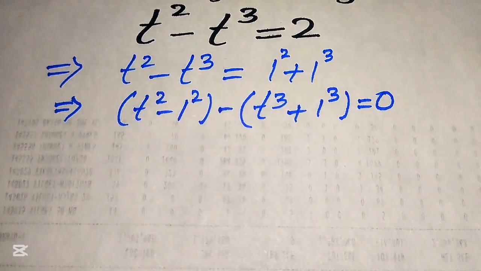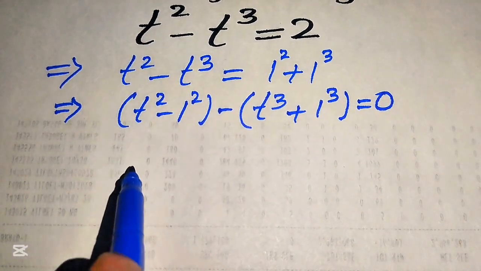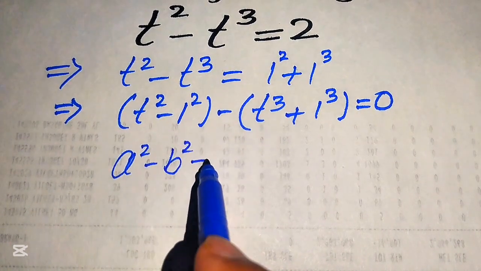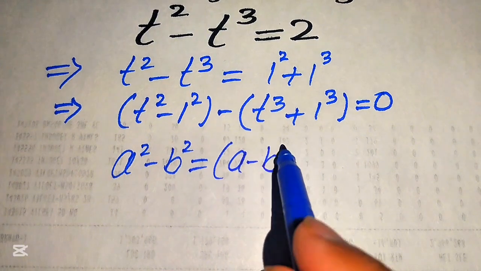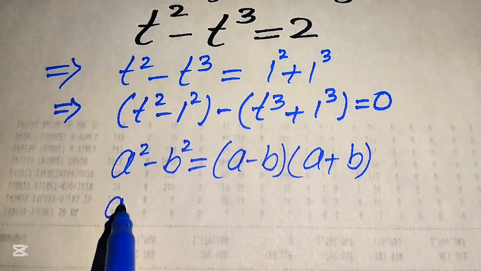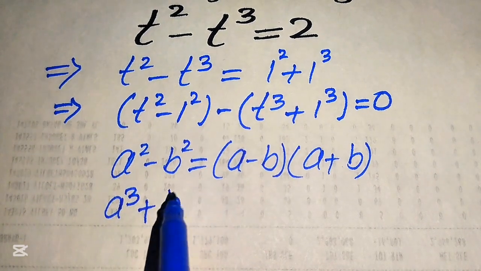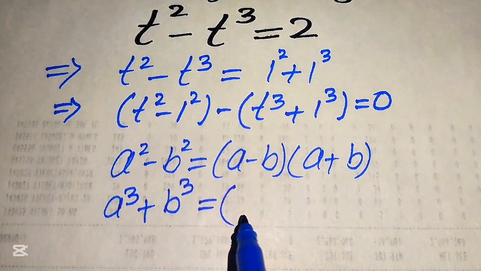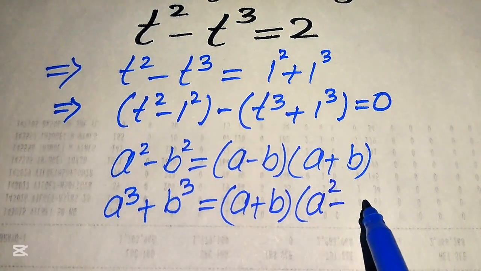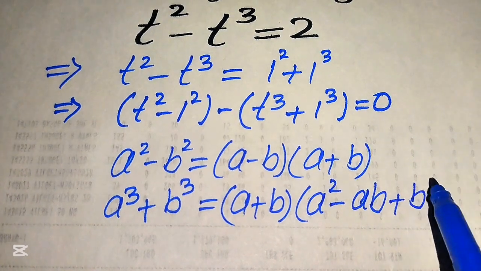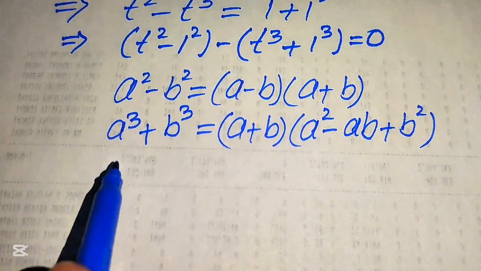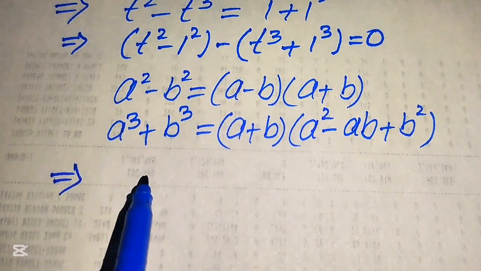And now here we need to use two nice algebraic formulas. First we can apply this formula. You know that if we have a square minus b square, it is equal to a minus b times a plus b, and from here we apply this cubic formula. You know that if we have a cubed plus b cubed, it is equal to a plus b times a square minus ab plus b square. So here we need these two formulas to solve the above equation.